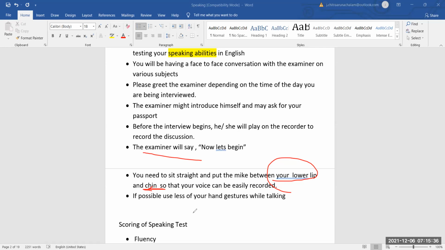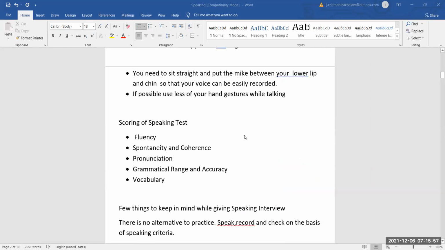Okay, please do consider the examiner as your friend. That's very important. In the beginning, it may sound quite weird for you, but later on, when we practice, you will definitely realize why I am telling this in the beginning itself. Now we shall see the scoring parameters, which are very important.